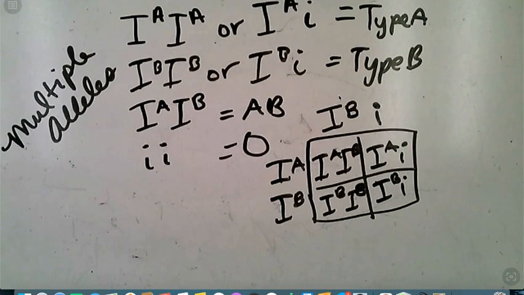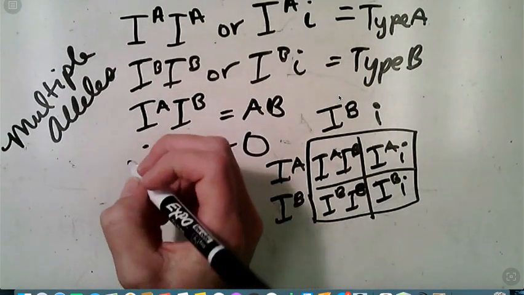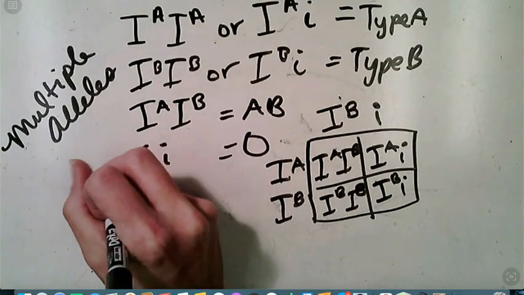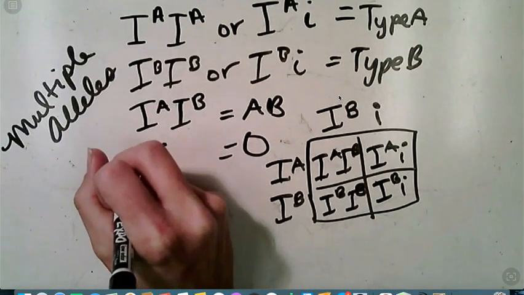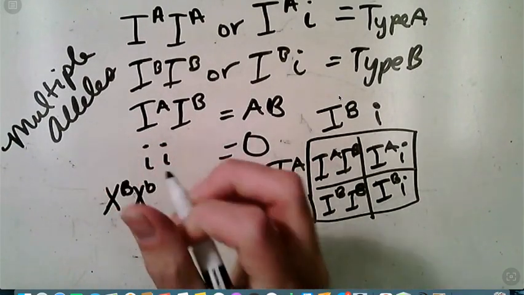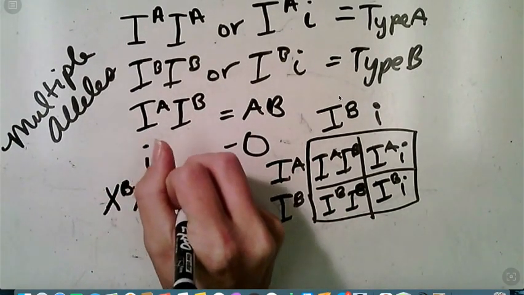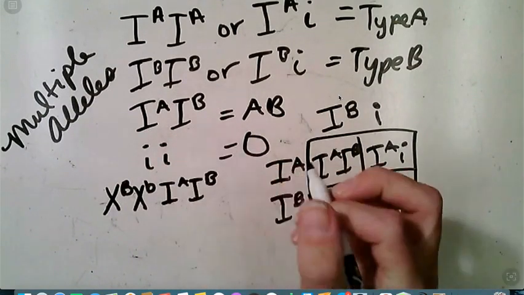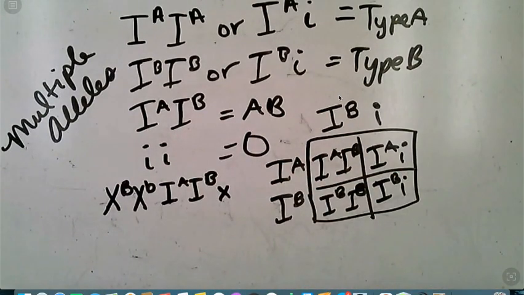Okay, what if I wanted to know colorblind and blood type? Okay, let's just throw this in. So I have a mom who is heterozygous for color blindness, and she has blood type AB. And then you'd have your dad on there too.